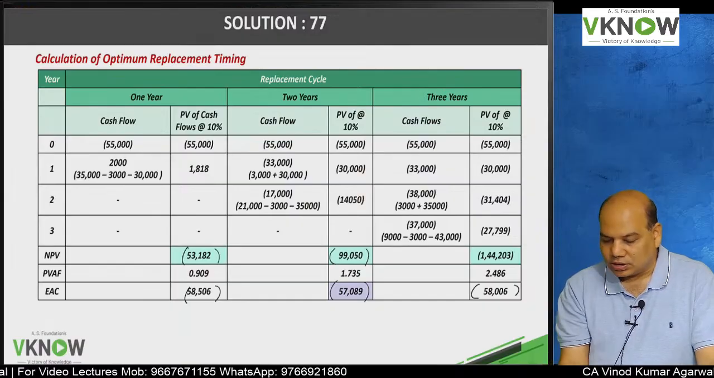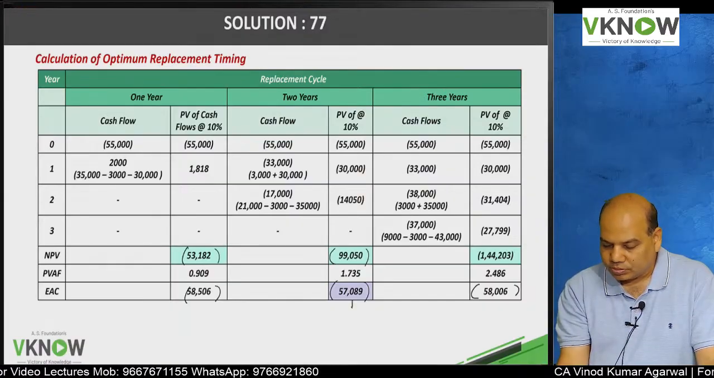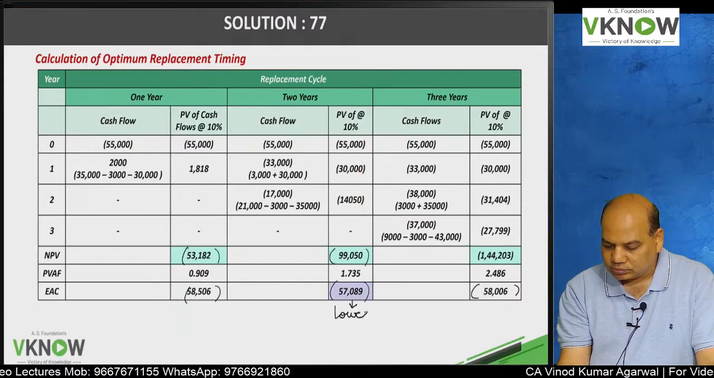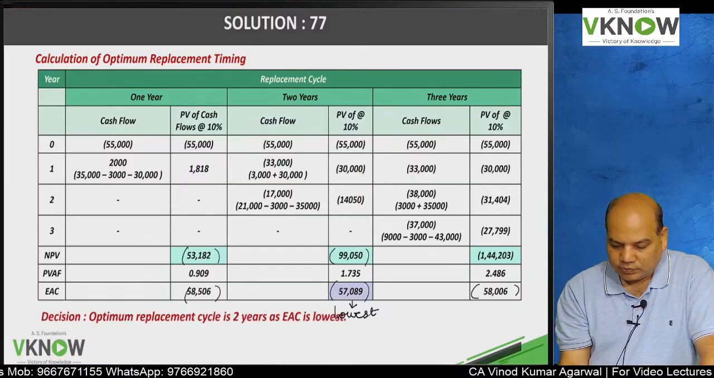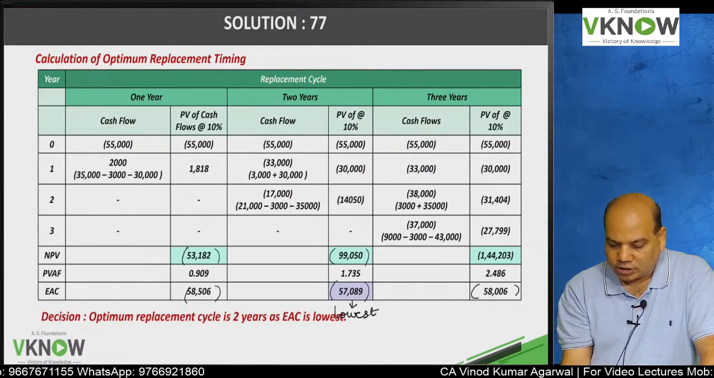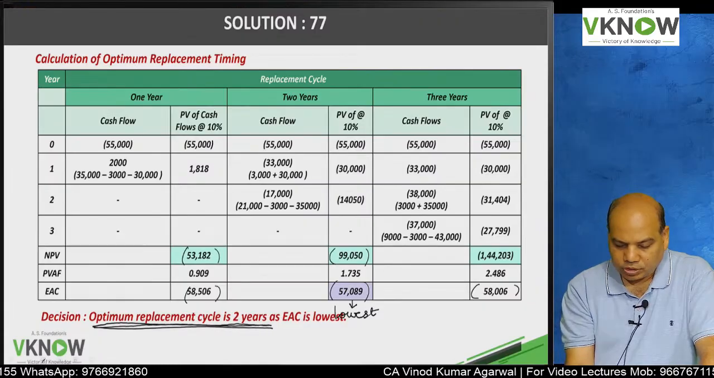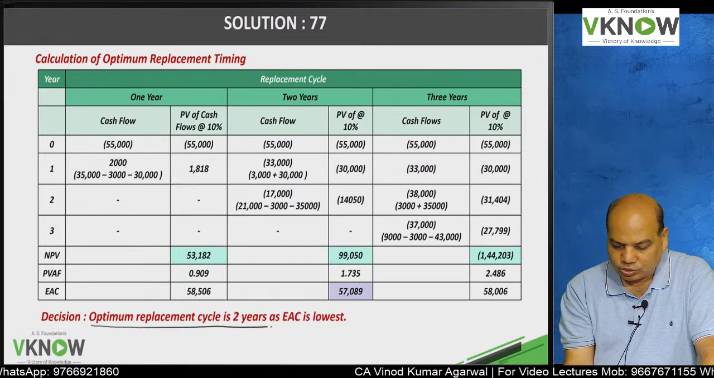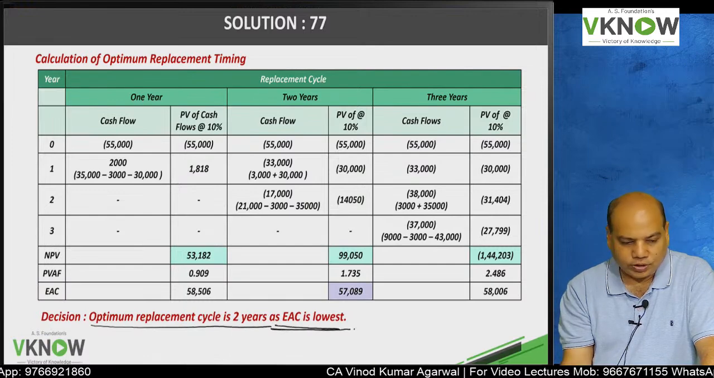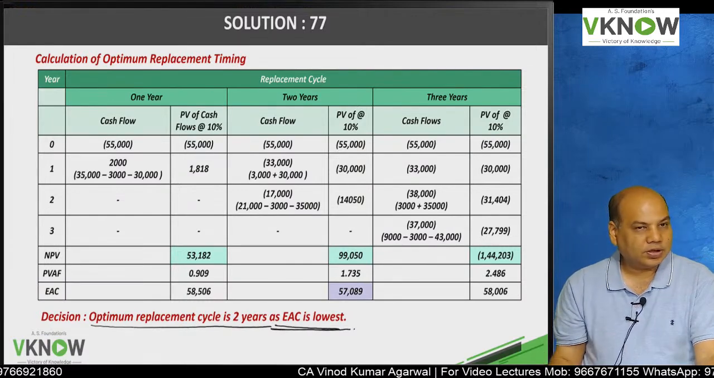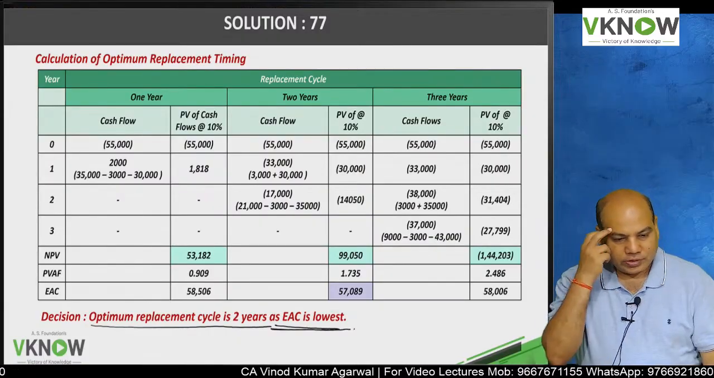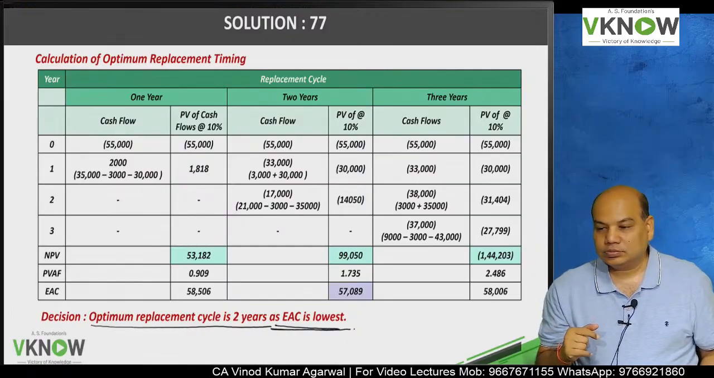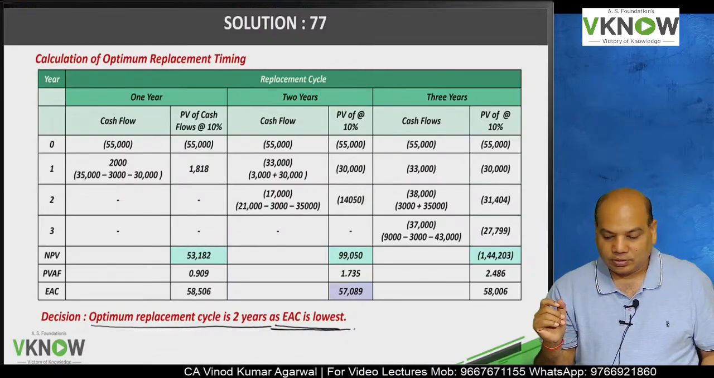58006. Very good. The answers are very close, but this is lowest. So you have to write a conclusion. Optimum replacement cycle is 2 years, as EAC is lowest. This is also from your study material.